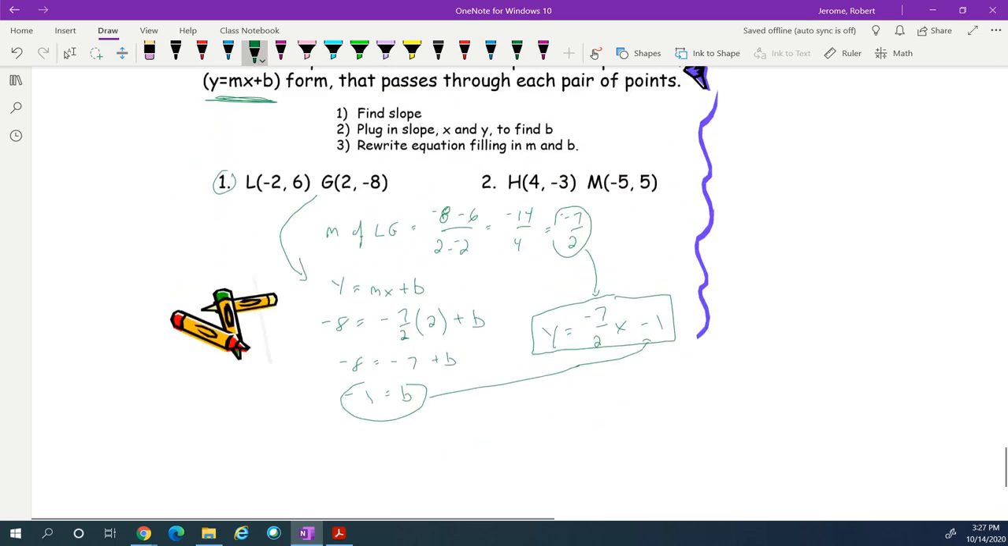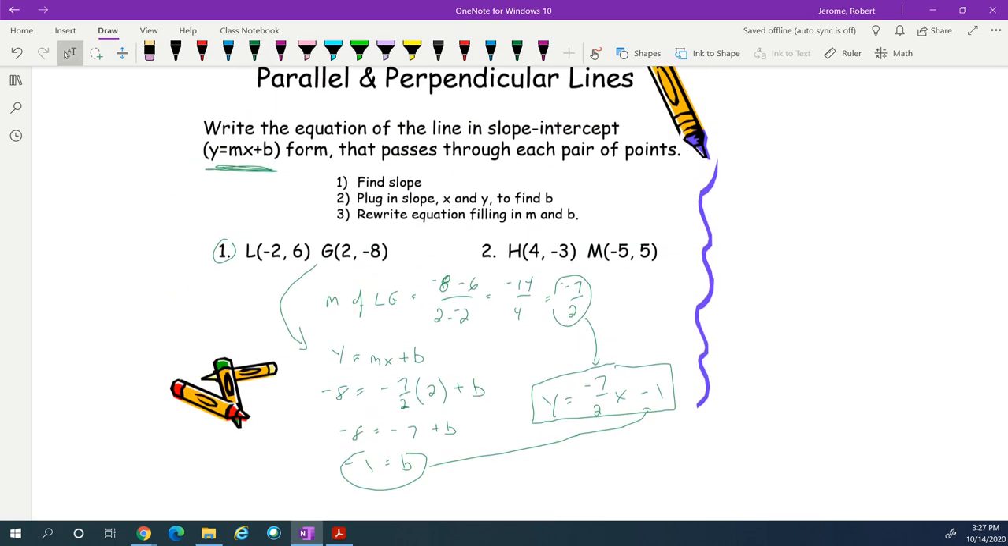Okay. All right, so we're going to call it there. Using slope to determine if lines are parallel, perpendicular, or just intersecting, and using any slope and a point to write the equation of a line.